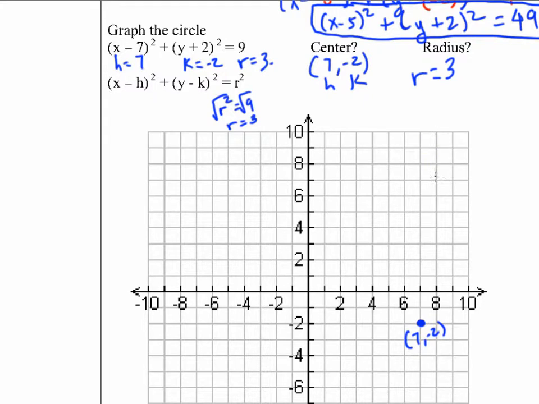Okay, r equals 3. So that means in any direction it's going to be 3. So I'm just going to count up from here. Count up 1, 2, 3. That's a radius of 3. I can count down 3, left 3, and right 3. I don't have a compass, but that should be good enough for now. It's 3 everywhere, but let's just draw the circle. Draw the circle as best I can. Make it not like a football if possible.